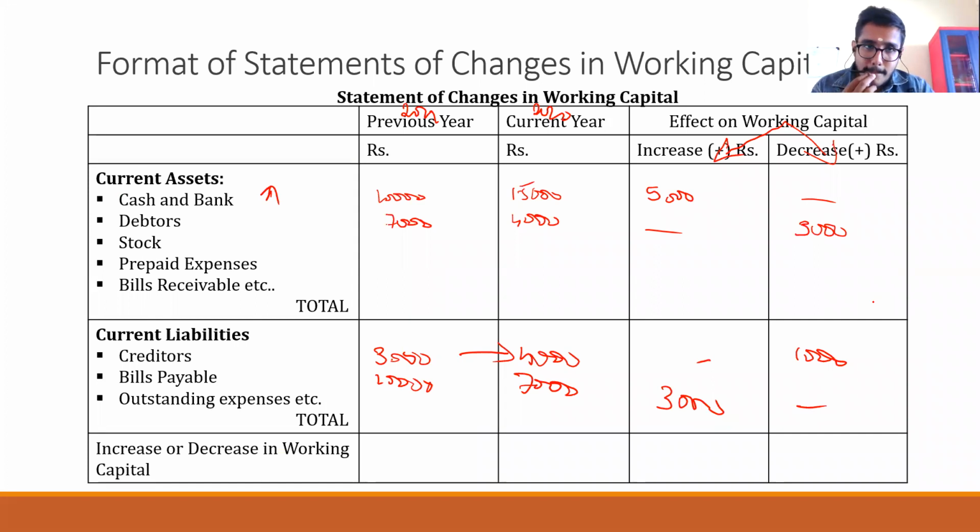Clear? Yes, sir. So for the statement of changes in working capital, you have to list out all the current assets and current liabilities for 2 years, and find out the effect on working capital. It may be either increase or decrease. Okay.